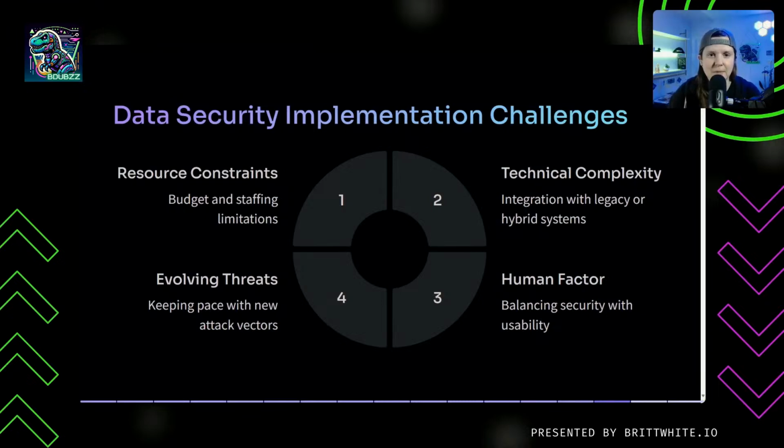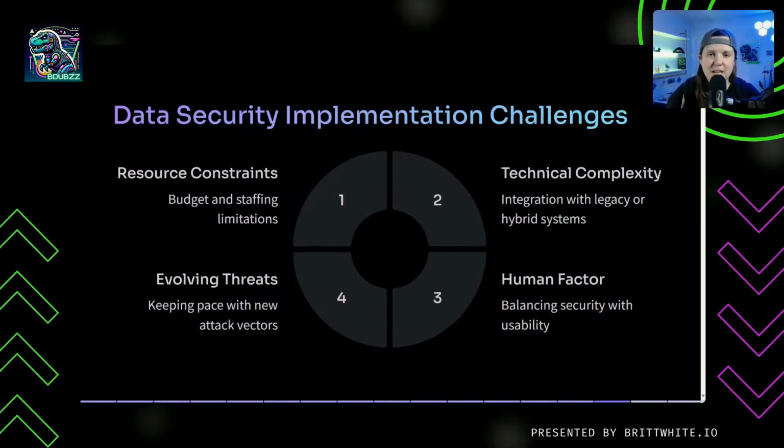really add up. The second challenge is technical complexity. Many organizations are dealing with legacy systems that just weren't built with modern security in mind. You might have a hybrid environment with some systems in the cloud and others on premises. Then there's the challenge of securing different technology platforms, all while trying to balance strong encryption and system performance.